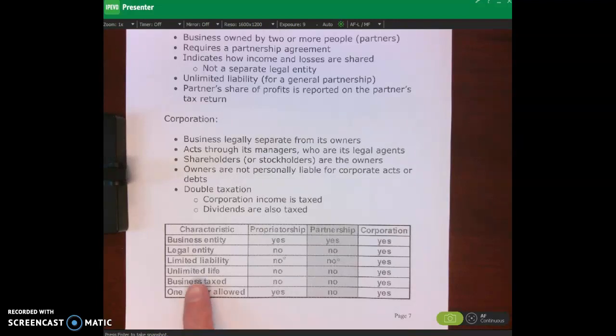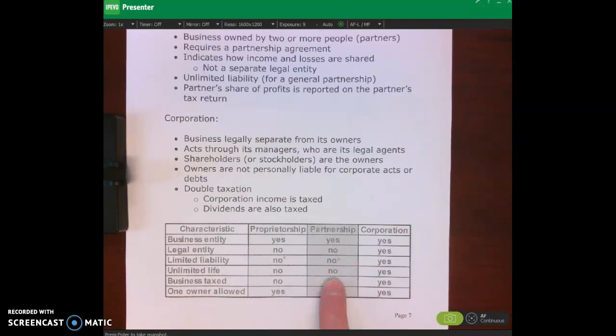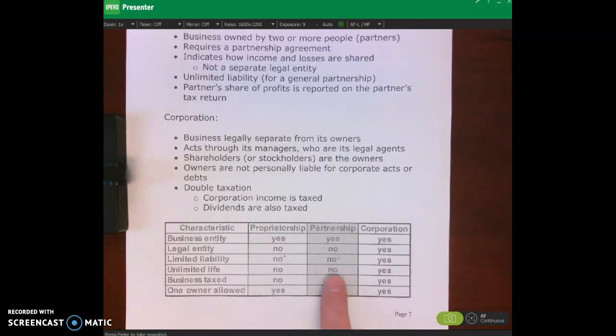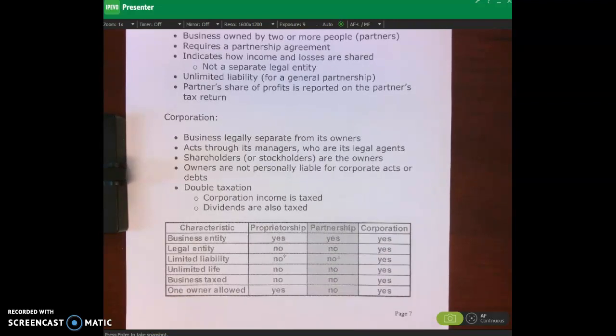Yes. If I'm part of a partnership and I die, does the partnership continue? Not in that current form. We would have to rewrite the partnership agreement. Okay, so no. Yes for a corporation.